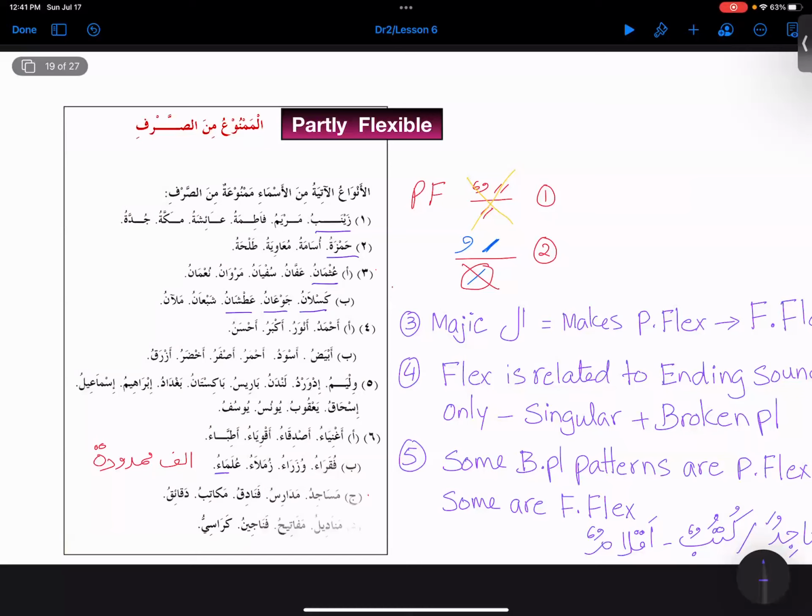The fourth category is Ahmadu, Anbaru, Akbaru, Ahsanu. That is called Ismu Tafdil, when we are comparing two things or comparing with everyone. For example, let's say that Sehrish is the youngest in my class. So now I'm comparing Sehrish with the whole class, right? So this is a comparison.